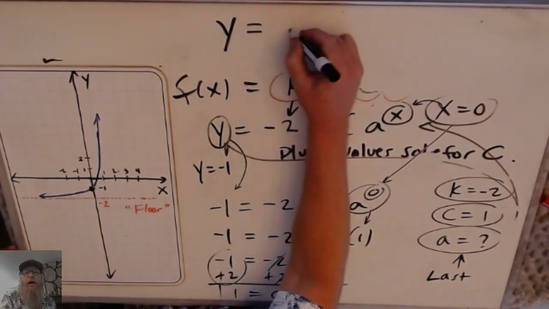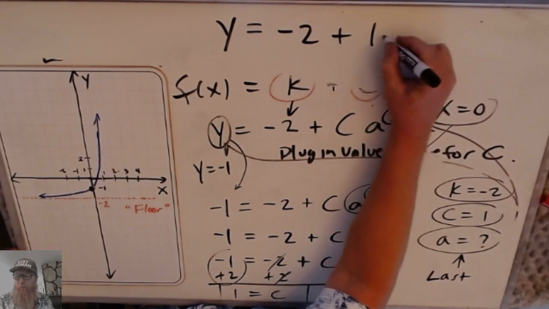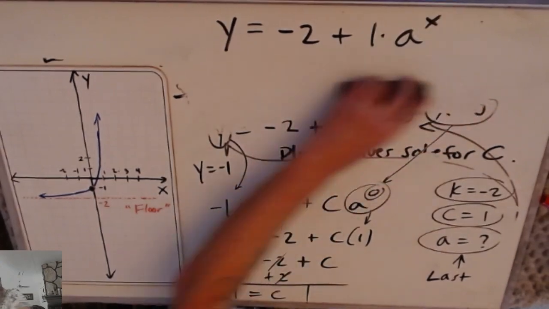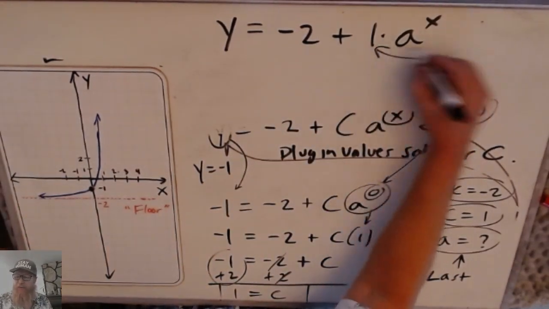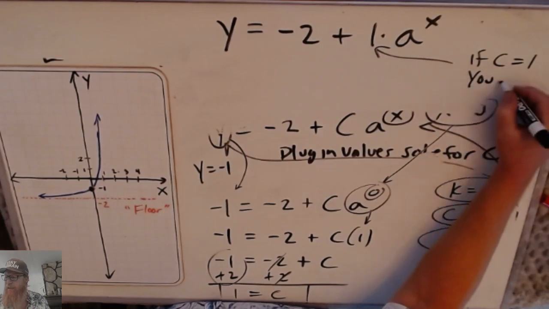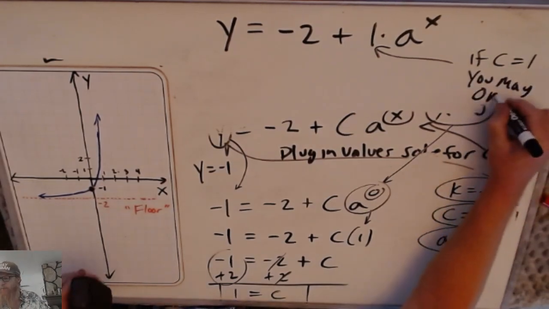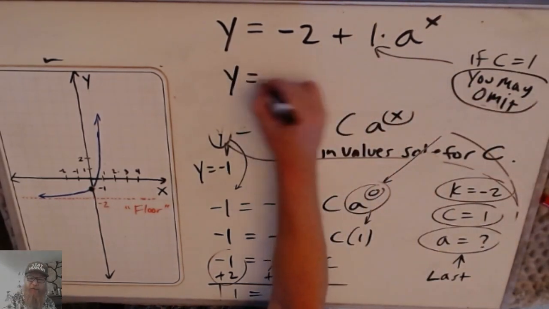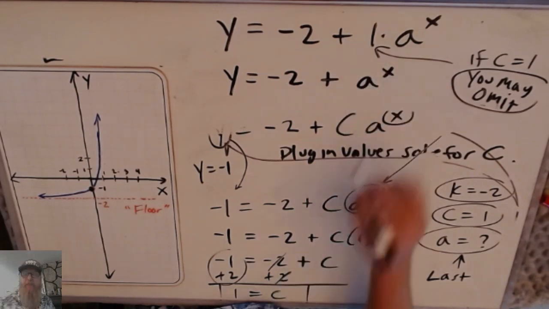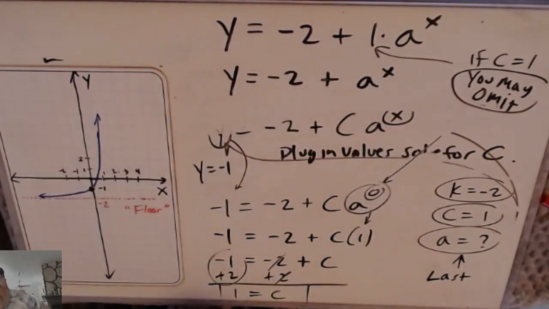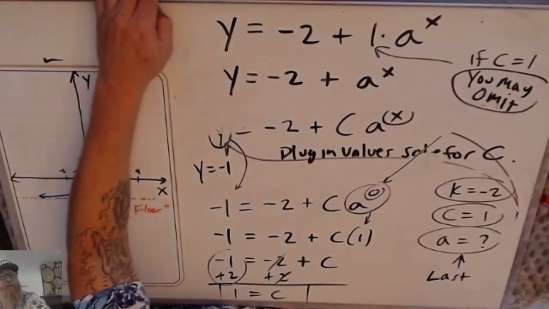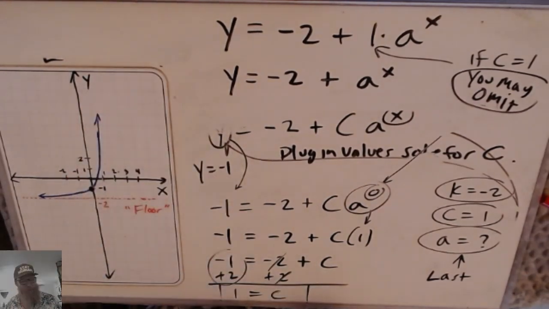All right, so I got y equals -2 plus 1 times a to the x. If C is equal to 1, you may omit it. Or not. You can keep it as a 1. I wouldn't mark it wrong, but you may omit it. So I assume that most of you will choose to omit it. Why write something that you don't need to write? It's an invisible 1. It's right there. If C is not 1, you may not omit it. You have to put it in there. That rule only applies in the instance that you get 1.